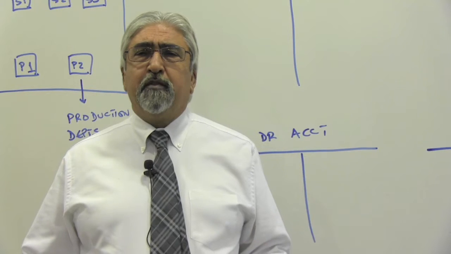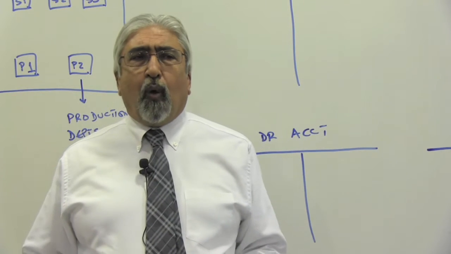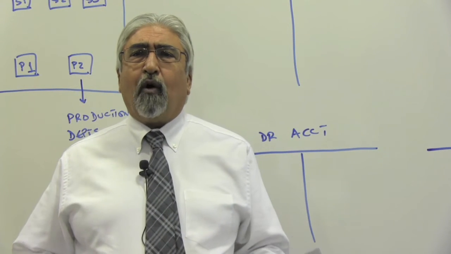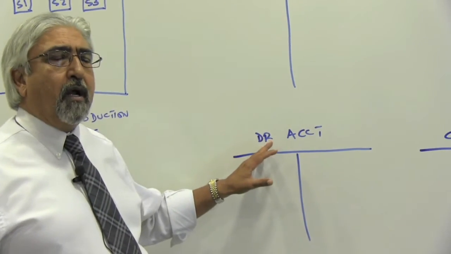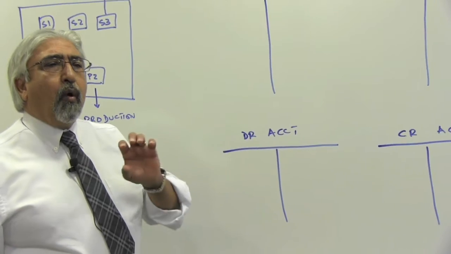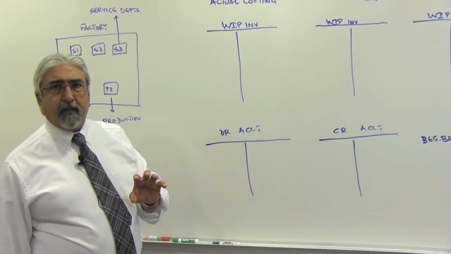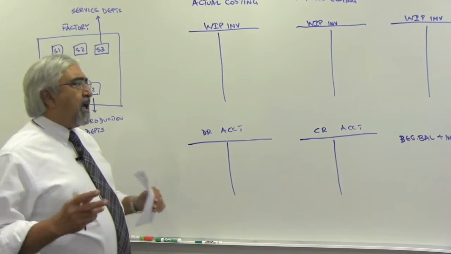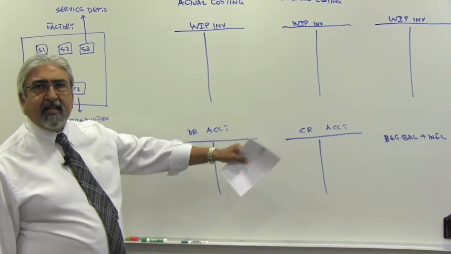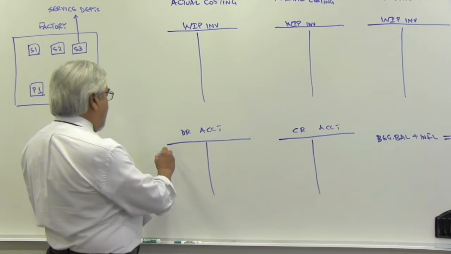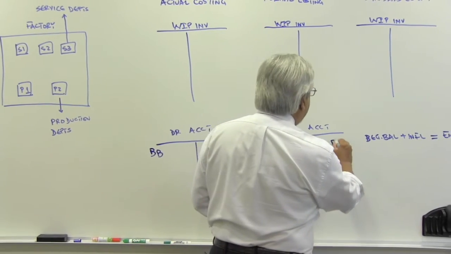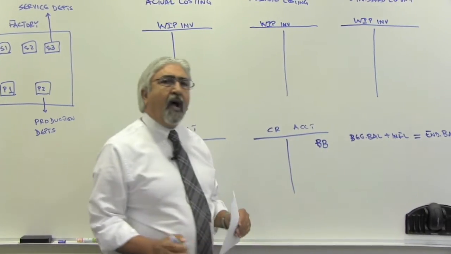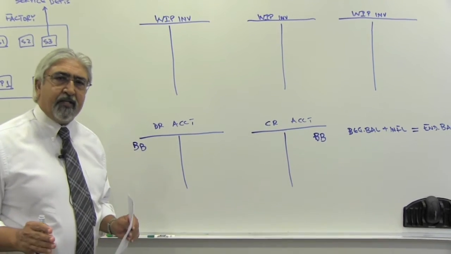You will know from GSB 612 what a T account or an accounting account is. Every T account must have 4 elements to it. Okay. So there has to be a beginning balance. So in a debit account, you will have a debit beginning balance. In a credit account, you will have a credit beginning balance.